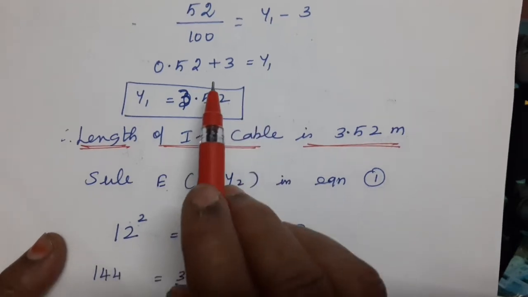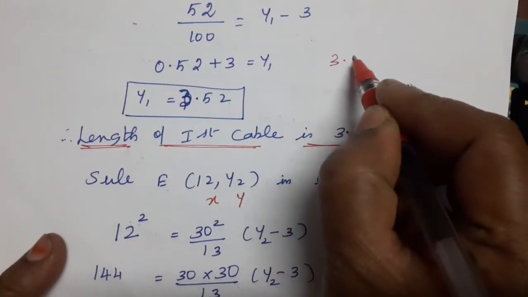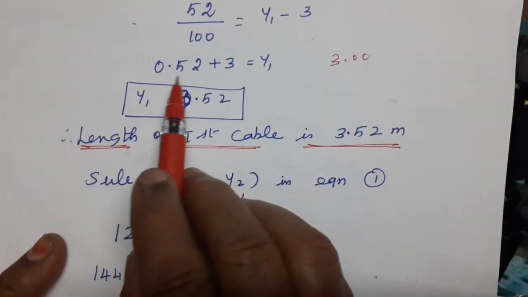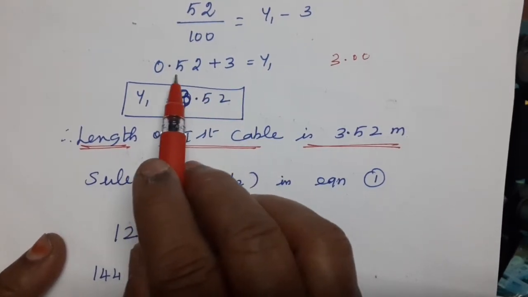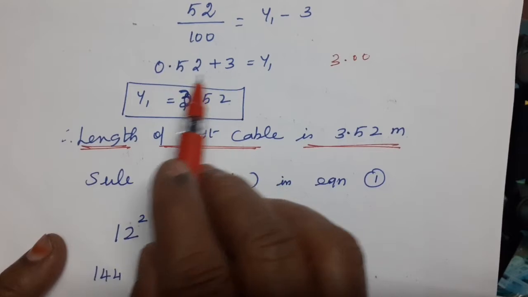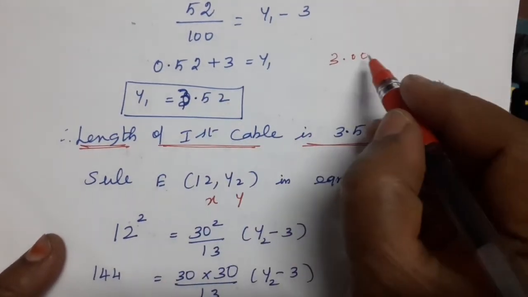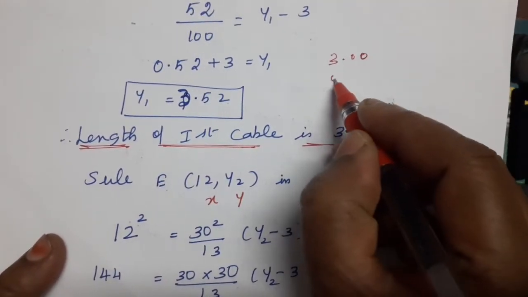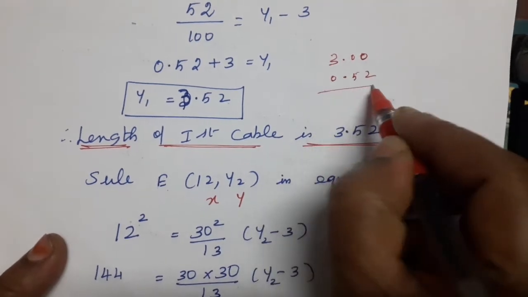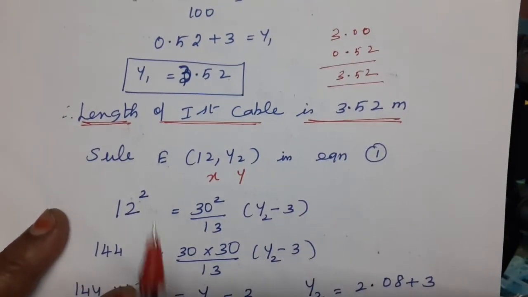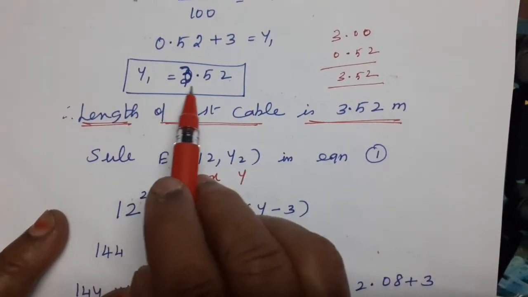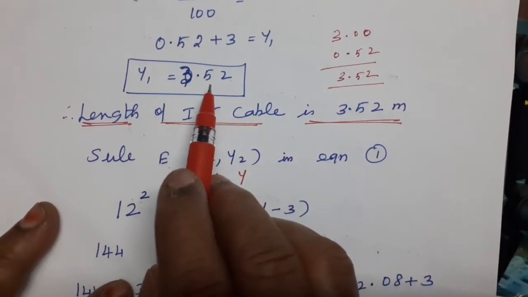So y1 is nothing but 3.00 plus 0.52. Don't forget to add 3.00. If somebody is careless, they may write 0.52 plus 3 is 0.55, which is wrong. Now 3.00 added with 0.52 gives 3.52. Therefore, y1 is 3.52, because the point C is 6 comma y1.